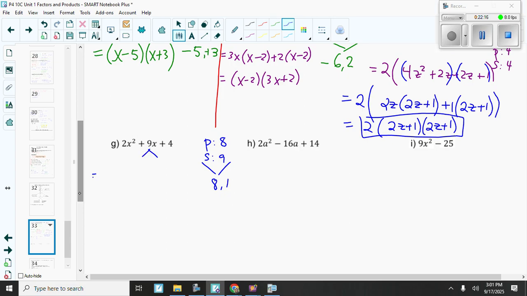So this breaks apart. This becomes 2x squared plus 8x plus x plus 4. Then you can do your grouping, looking for the greatest common factor out of each group. Here we have a 2x, and we're left with x plus 4. There's nothing in common in that second group other than the number 1. Because we're doing grouping, we have to pull out what we can, even if the only thing we can pull out is a 1. So we do plus 1, and then we end up with x plus 4.